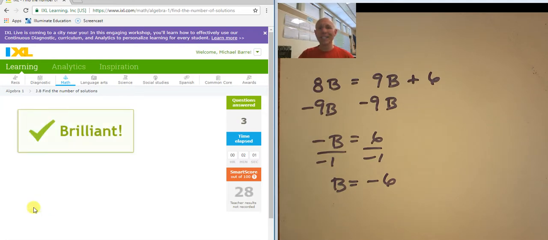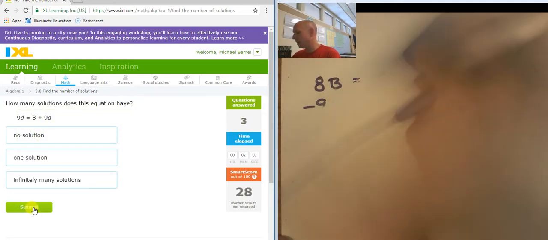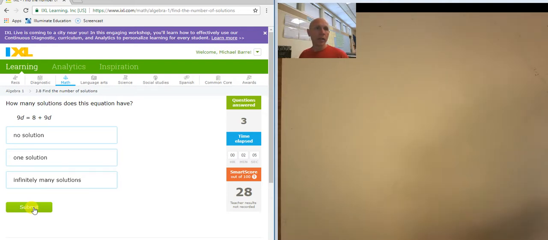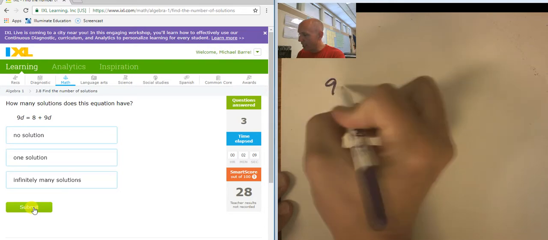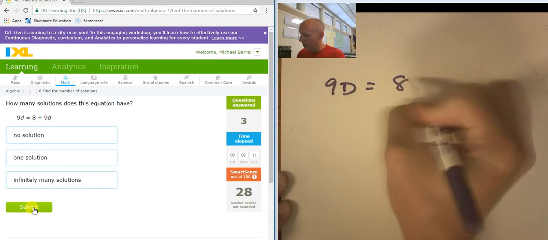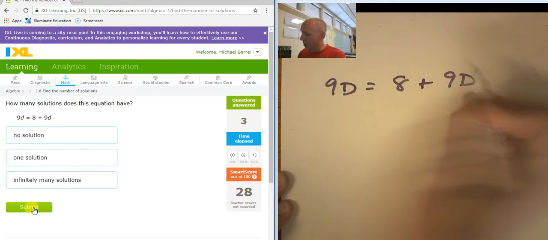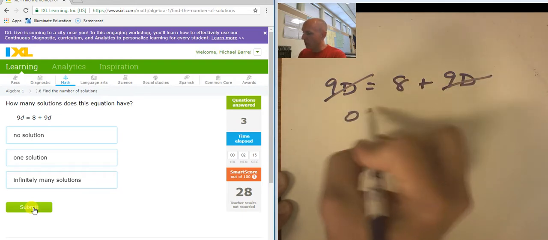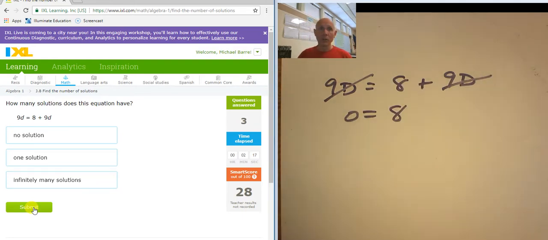Now you're going to start seeing patterns here. Maybe not patterns, but recognizing right away. If I look at this, I have a 9d and a 9d on both sides. So I have 9d equals 8 plus 9d. Aren't those d's just going to cancel out, leaving me with 0 equals 8, which is no solution?